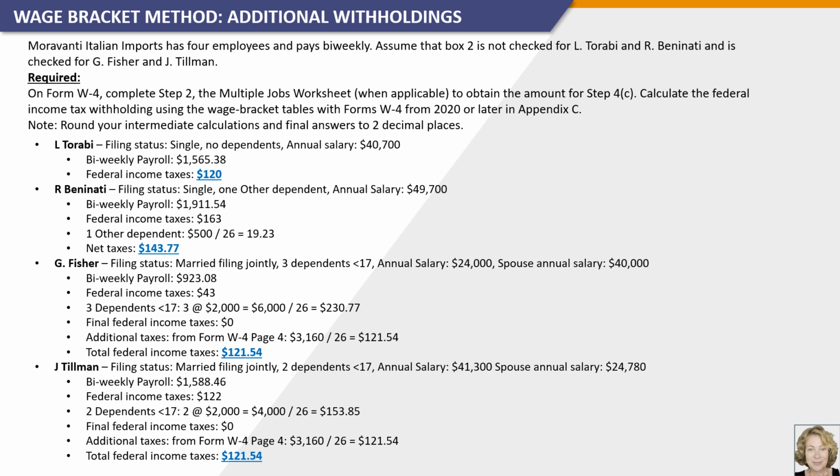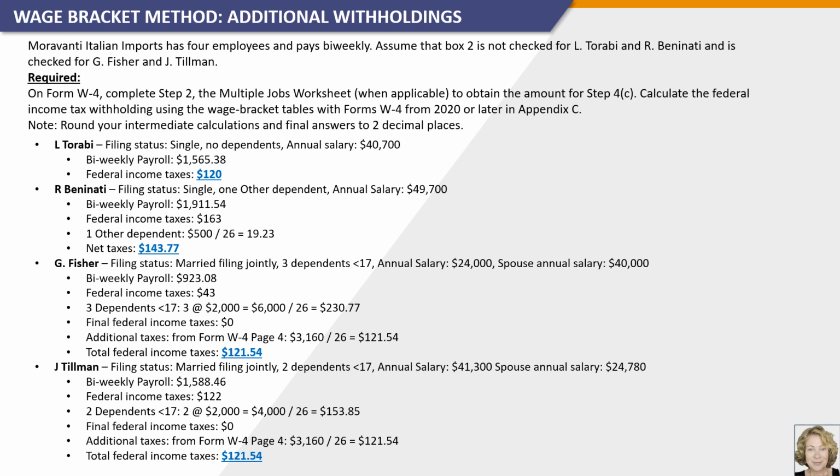The 2 dependents are worth $2,000 each for a total of $4,000, which we divide by 26 to get the biweekly reduction of $153.85. We subtract the dependent reduction from the tax we previously looked up of $122, and it reduces the taxes down to $0. We're not done yet, though.